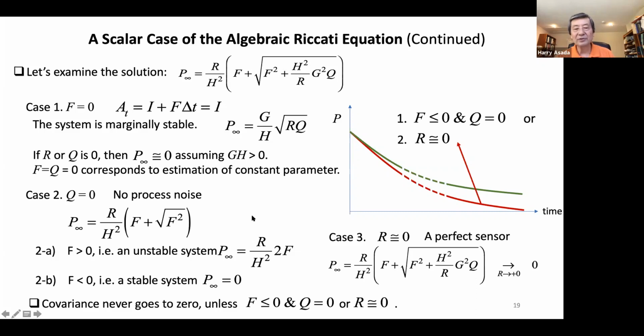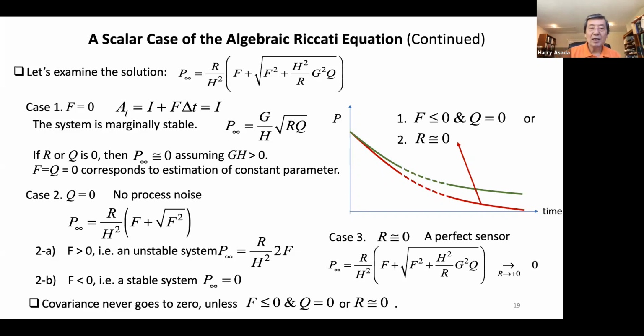Even in the case of a scalar case, we included both the state property F and two noise source properties, R and Q, sensor noise and process noise. Both play a very important role. So that's all up to this point.